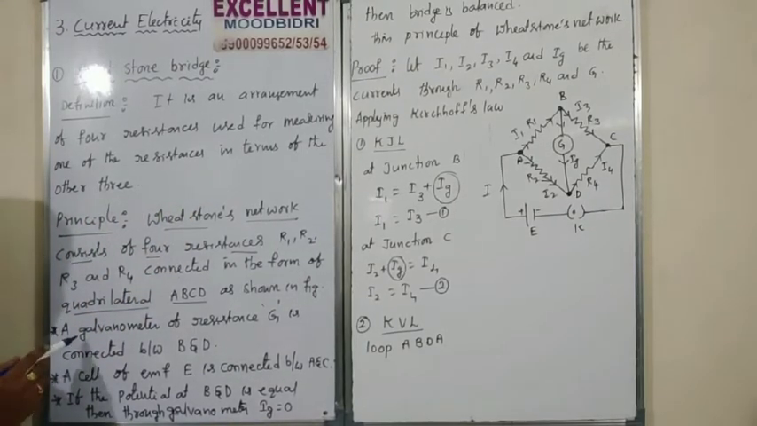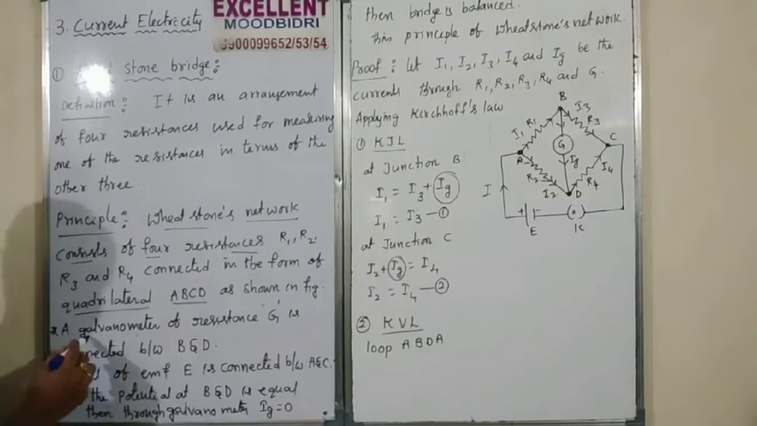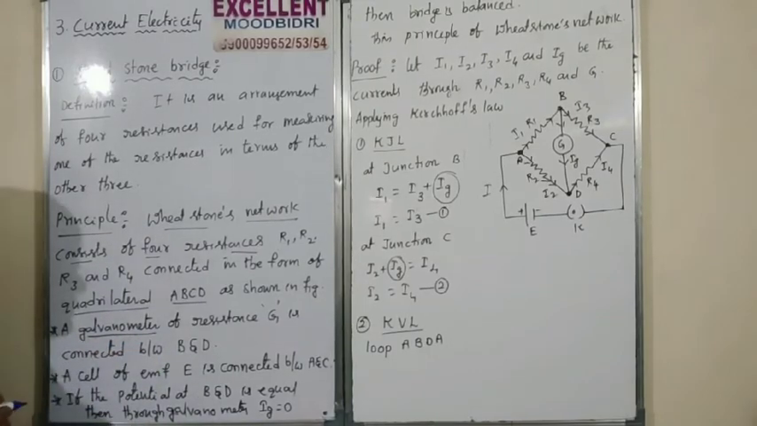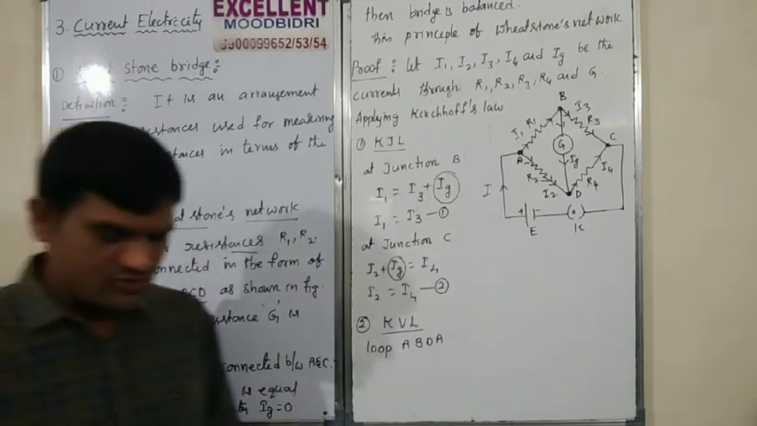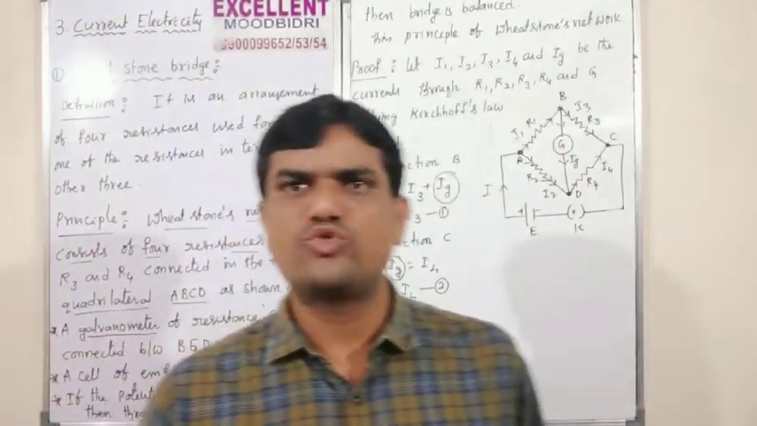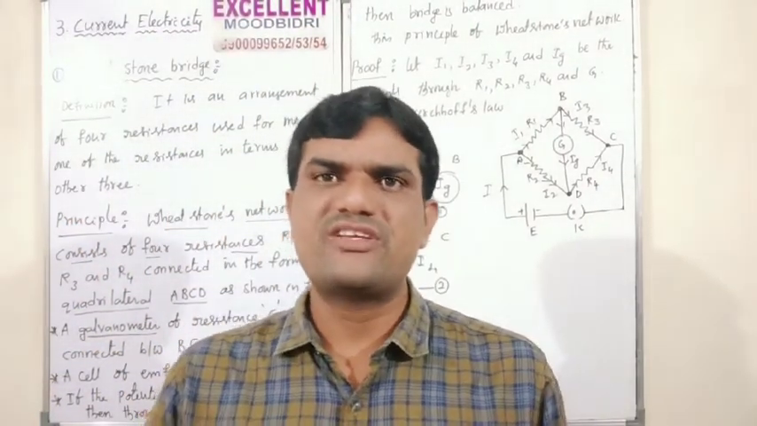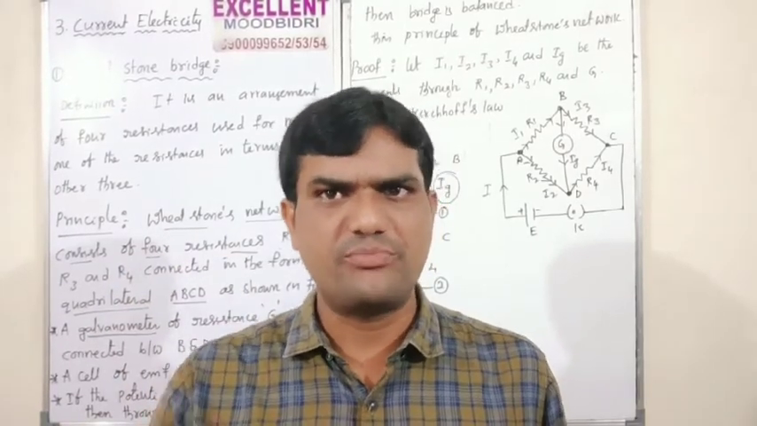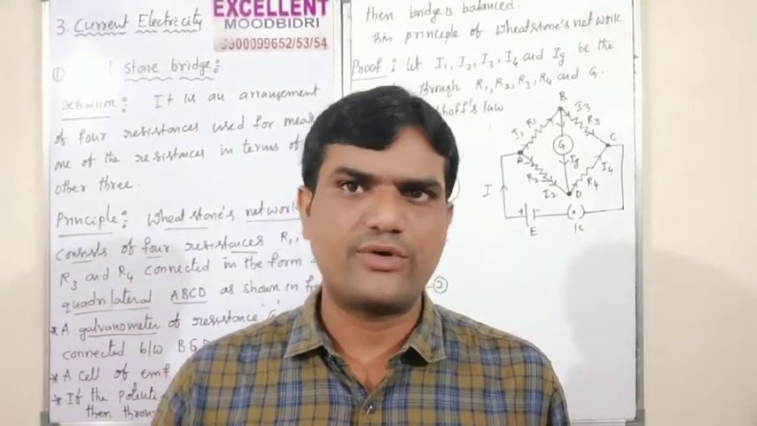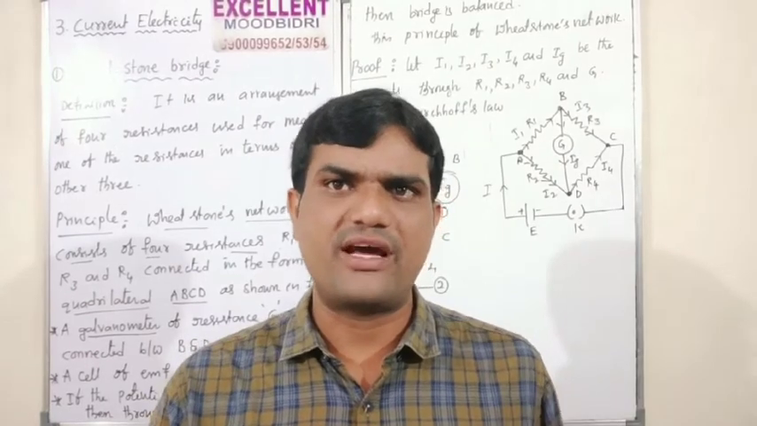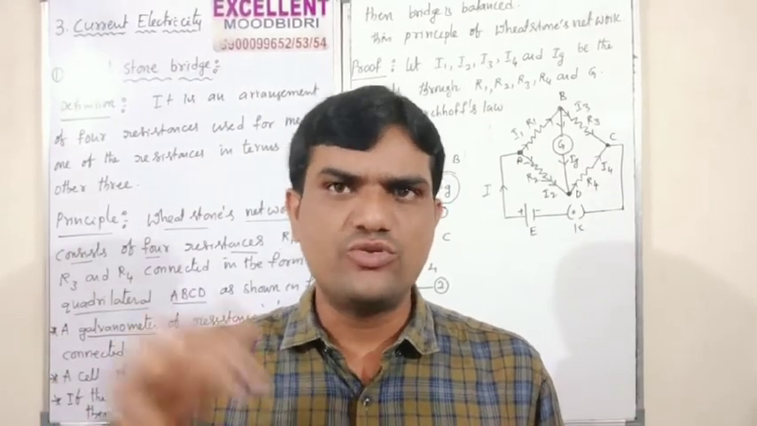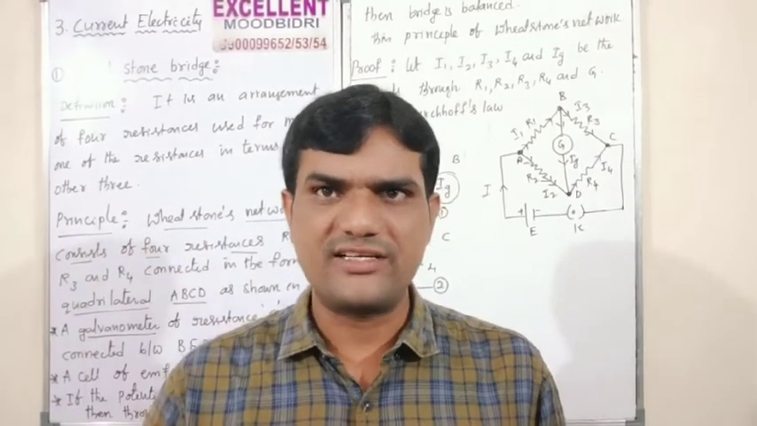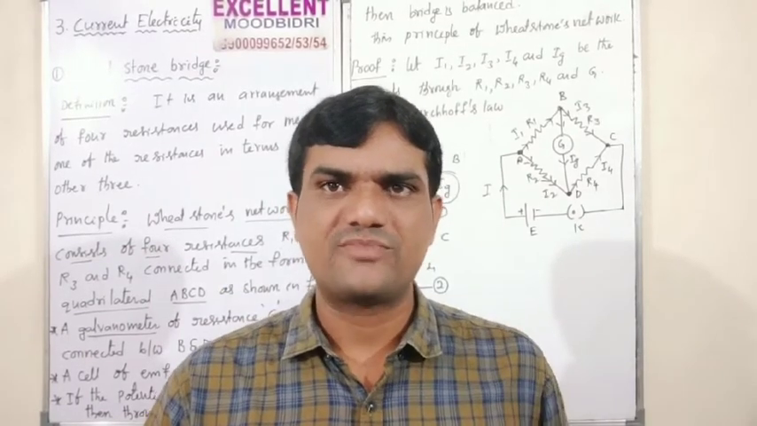Second point, a galvanometer. Remember, new word here, galvanometer. A galvanometer is a sensitive device used to measure a very small amount of current. One more will be the ammeter, also a device used to measure current. Right, voltmeter.